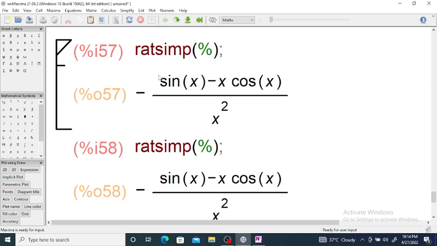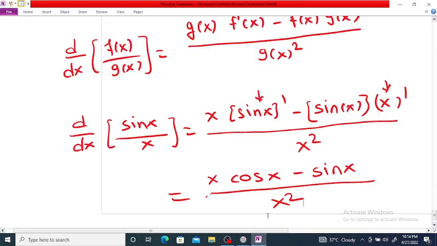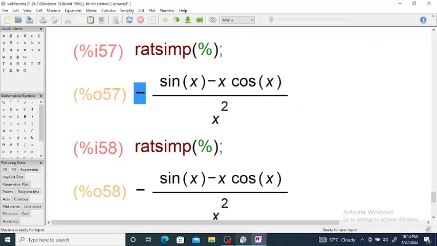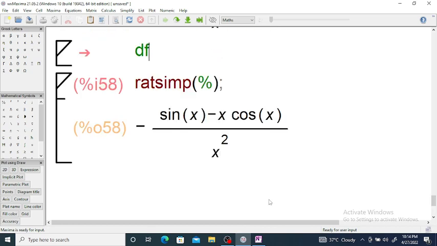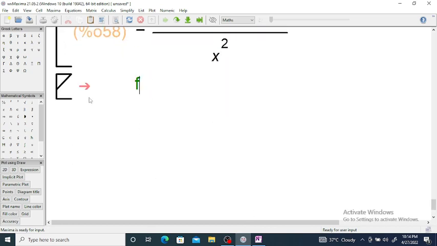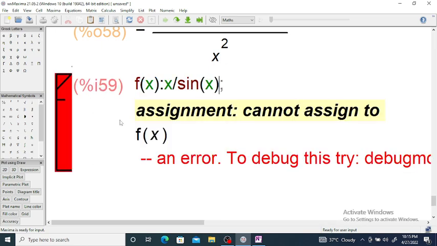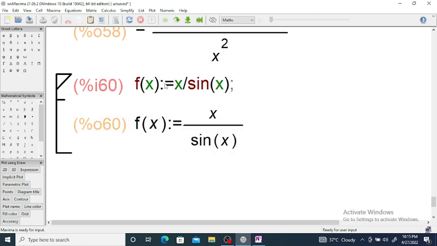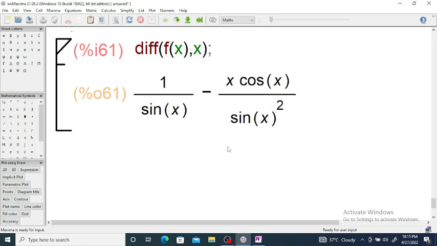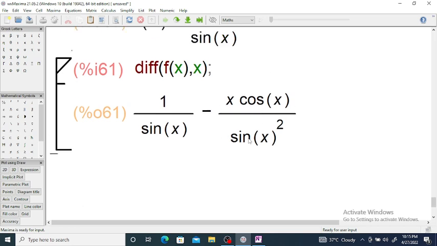If you multiply this minus sign inside, then it is x cos x minus sin x divided by x square. Similarly, if f of x is equal to x divided by sine of x, and we take the derivative of f of x in terms of x, then it is equal to 1 minus x cos x divided by sine square x.